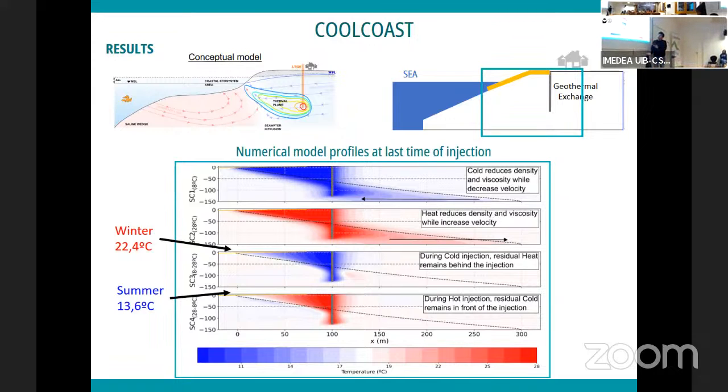Another interesting thing is when we are oscillating, which is the most common use of geothermal energy, because in winter we inject cold water, cold temperatures, into the ground and obtain cold, and the opposite in summer. We arrive at the seafloor after 6 months, more or less. In winter, 22.4 degrees arrives at the seafloor, at the coastline, and in summer 30.6. The initial temperature of the groundwater is 28.